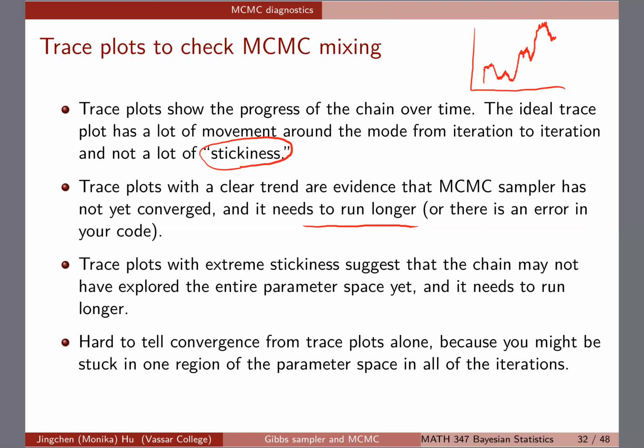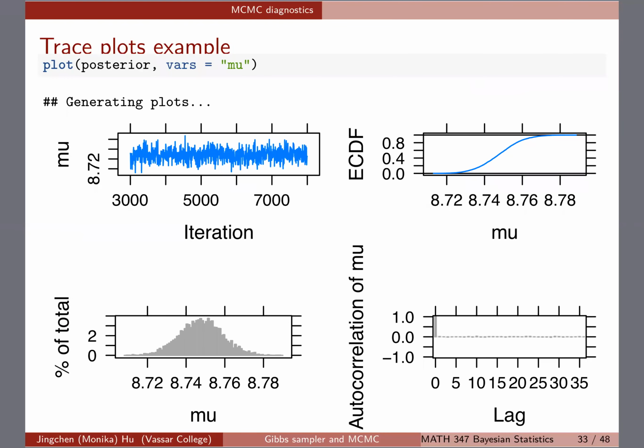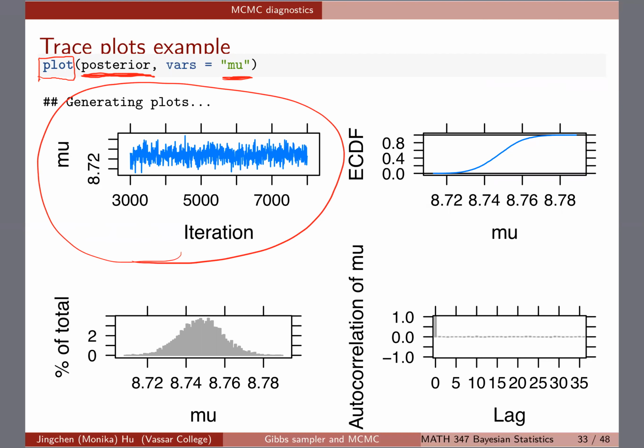Okay. All right, so let me give you some demonstration of what a trace plot should look like. So in JAX, when you're doing this plot function of the posterior, so remember that's the object that we saved, our posterior draws, and I want to just plot mu, then it's going to give you a diagnostics plot for 4 of them. Okay, and for now, the trace plot that we focus on is this one. So in the 2x2 output from the plot function, the top left is the trace plot.